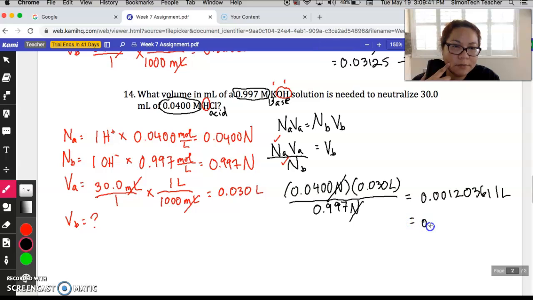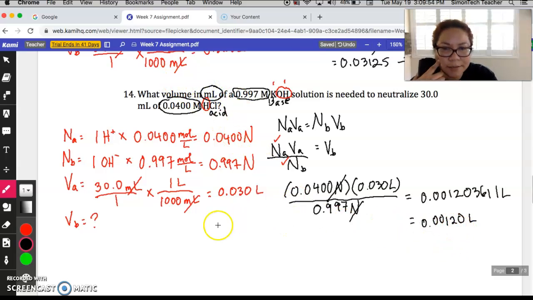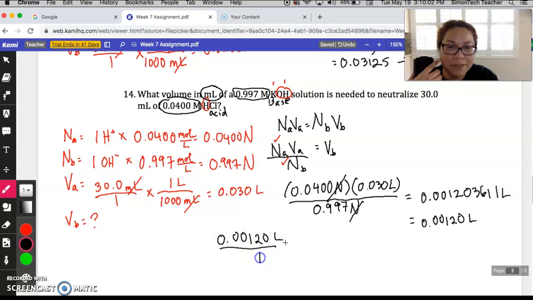Switch this into 0.00120 liters. That's 3 sig figs there. But it's asking you in milliliters. Convert this into milliliters. I'm just going to do it again. 0.00120 liters over 1. And liters, we're going to try to get rid of that. So we're going to put that 1 liter at the bottom here, and this time the 1,000 milliliters at the top. And remember, there's 1,000 milliliters for every 1 liter.